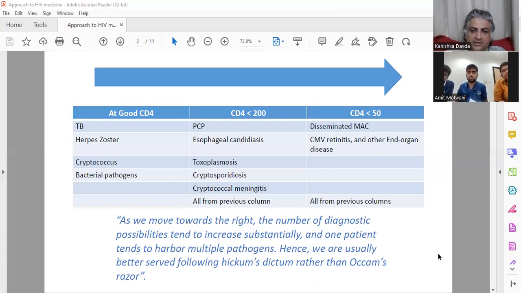If a person has lung disease and you isolate the organism from the lung, you can't let the brain go. You still have to do the CSF and rule out other things which can be causing the brain problem. You can't just assume that the same thing which is there in the lung has gone to the brain. Barabar. So this is how HIV medicine is different from routine medicine. We have to follow Hickam's dictum rather than Occam's razor.